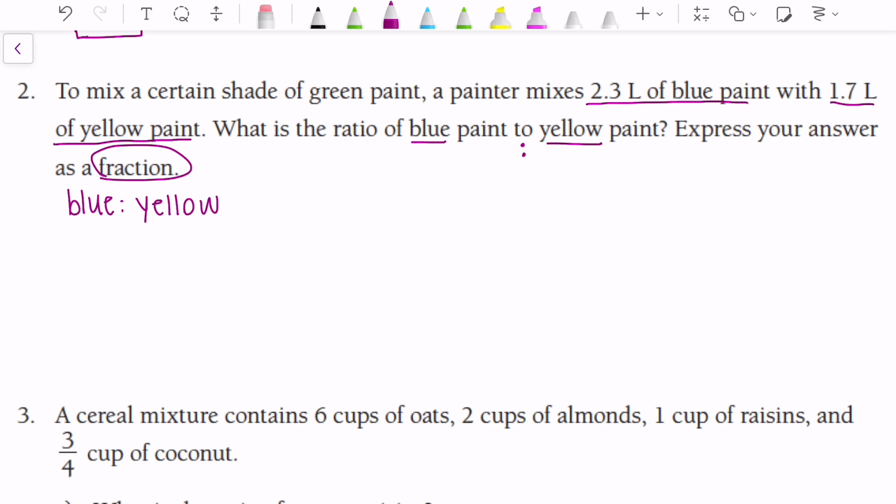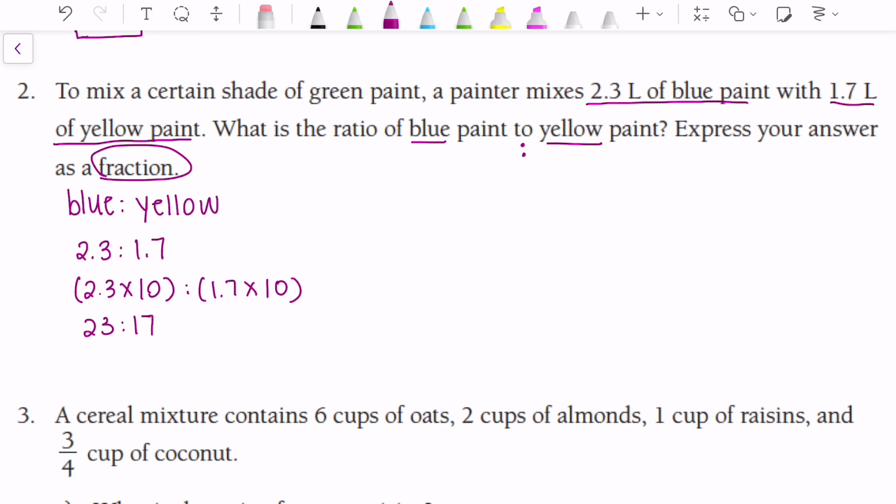I'm going to start with the ratio. I'm also going to do it on the right side with the fraction. All right, so blue is 2.3. Yellow is 1.7. And with this, we don't want to leave these as decimals. Even when we take them into fractions, we would rather have these be whole numbers. And so you can notice that there is 1 decimal in each situation, and we are going to multiply each side by 10 in order to get rid of those decimals. So I'm just going to do that to get 23 to 17.